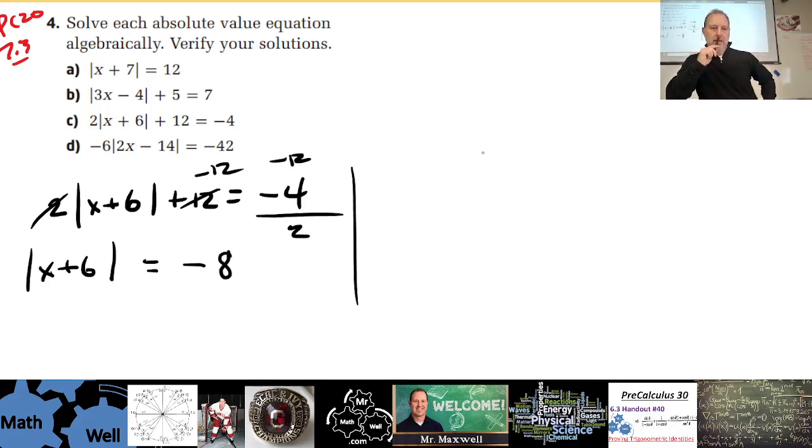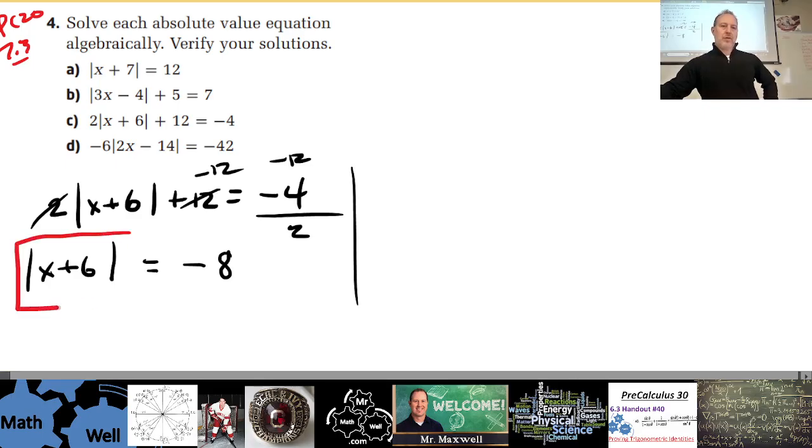I got some alarm bells going off here right now, if I did that correctly. What is the perceived problem here? Absolute value can equal a negative number. Yeah. So when you run into this situation where you have an absolute value on one side of the equation and this equals a negative value on the other side, that should be a red flag.